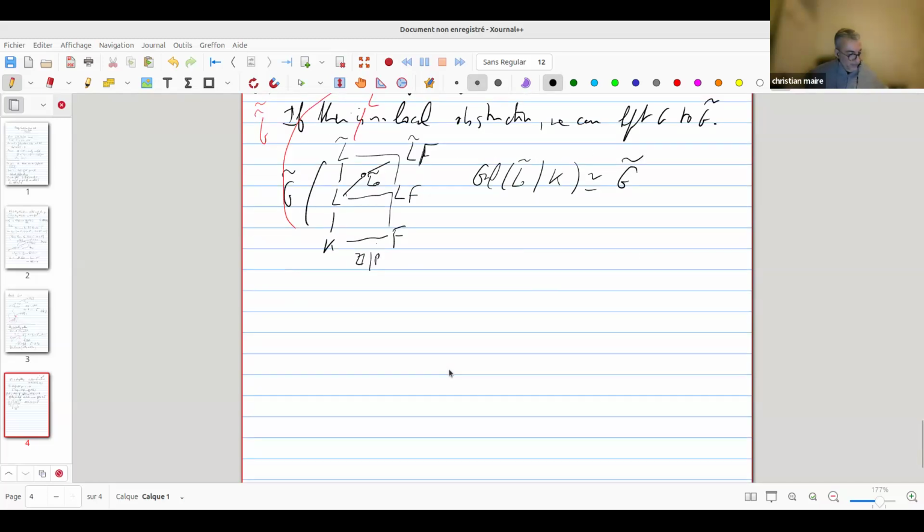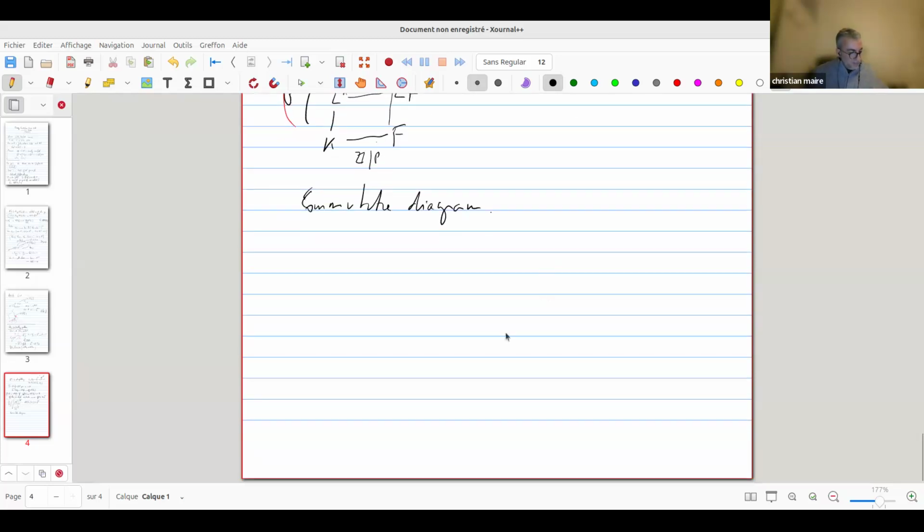And how to solve this? In fact, there is a commutative diagram. It's a question, in fact, in class field theory. So there is a commutative diagram here, which is not so difficult to get, but it's the key of the proof, which is the following one.